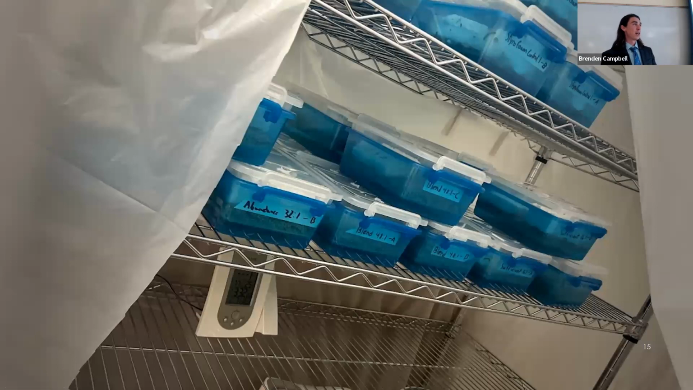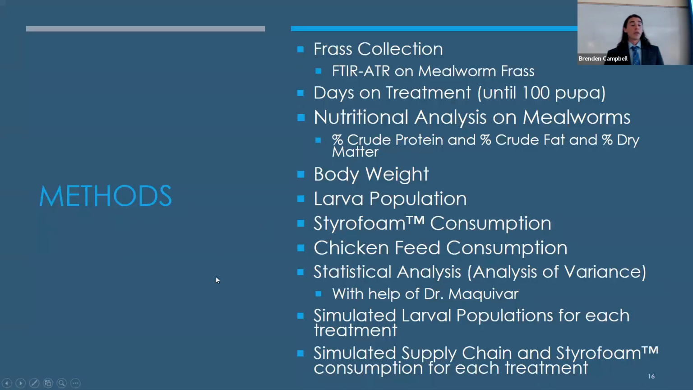This is a real life picture of the farm system and how it was set up. We have the bins on the tiered rack here, and the humidifiers are down below here. For the methods, frass was collected, and then FTIR ATR analysis was conducted on the mealworm frass, as well as counting how long mealworms were on each treatment for each generation. This metric was determined as how long it took each bin to reach 100 pupa.